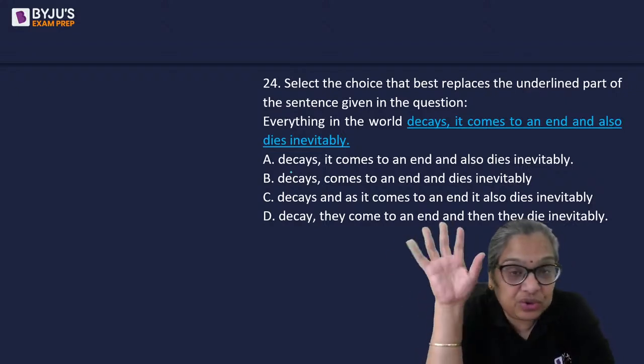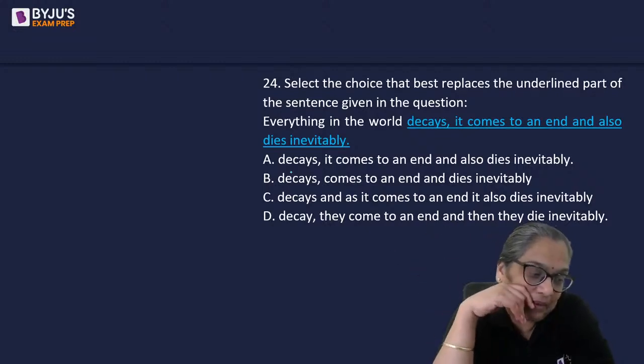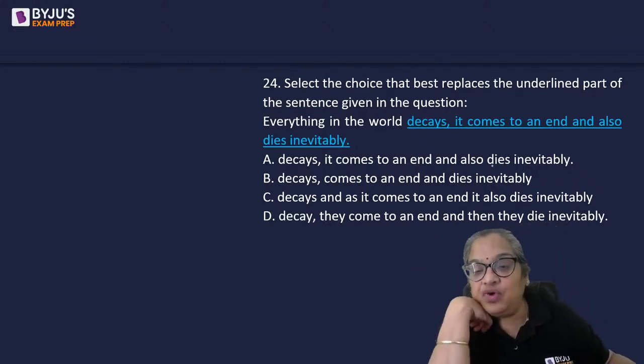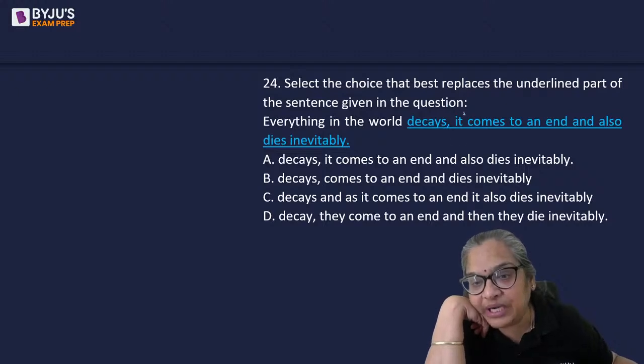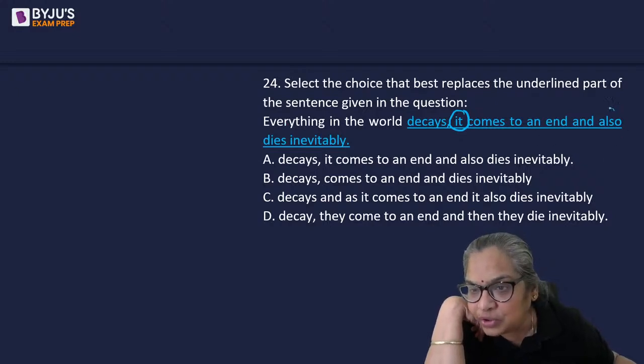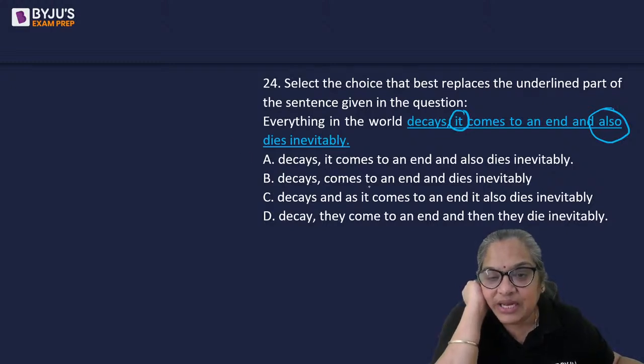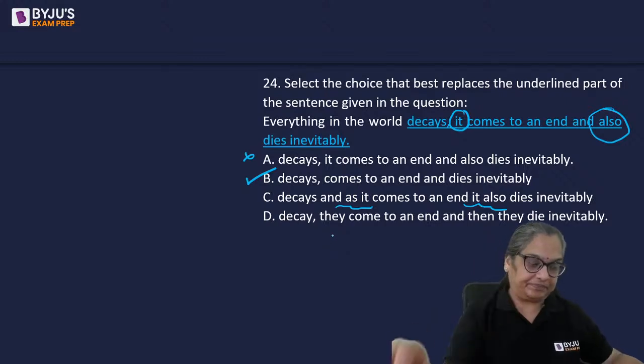Read it, choose the option which sounds simplest and right. B, everything in the world decays, it comes to an end. You are repeating the subject. All right, and also dies. Why are you adding the also here? When you read the original sentence itself, you'll say it comes to an end. Yuga decays, comes to an end, and dies inevitably. All this is not required. All right.